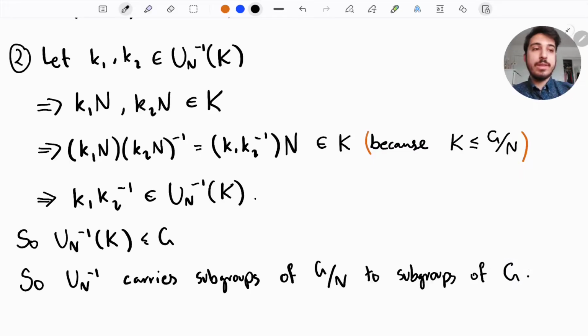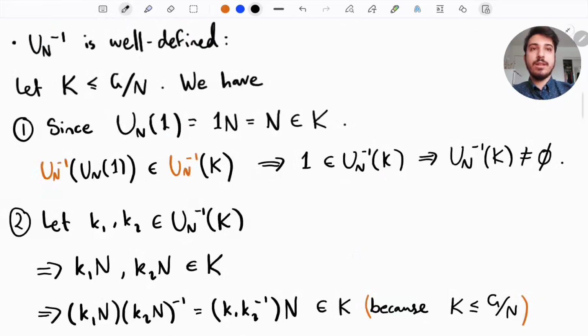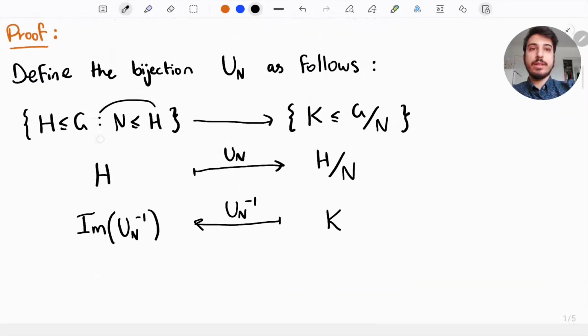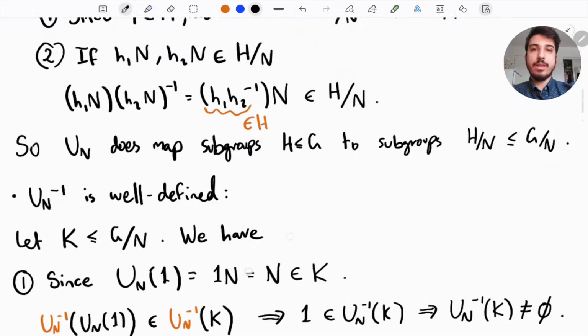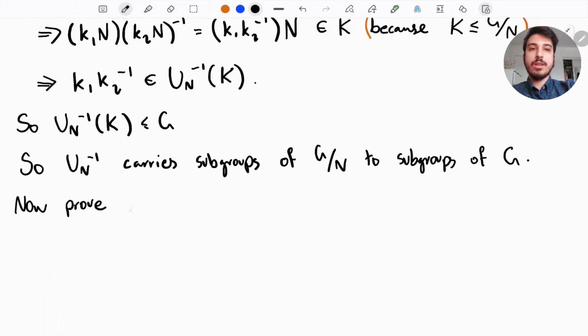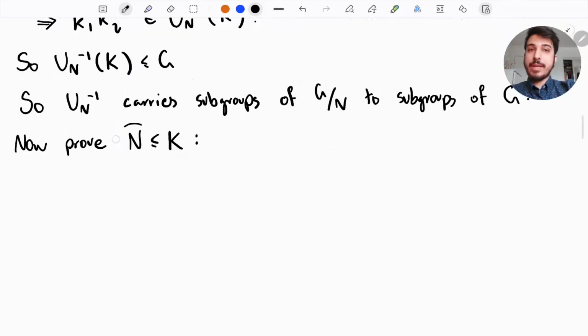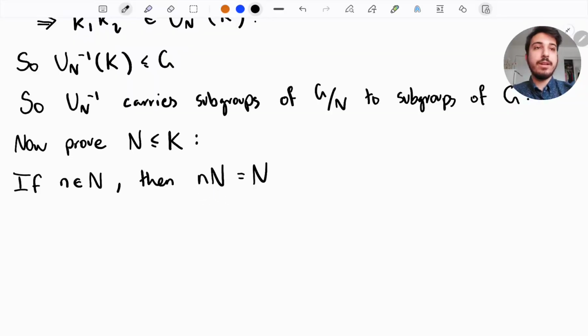But now we need to see more than this. We need to see that it carries to subgroups of G that contain N. Because remember, we're here now, so it has to contain N. Now prove that K contains N. So we prove that if there is an element here, then this element has to be in here. That's sufficient. If n is an element in N, then we can say that the coset nN, which is equal to N because an element in N times an element in N gives an element in N, and N, we said, is the identity of the quotient group.